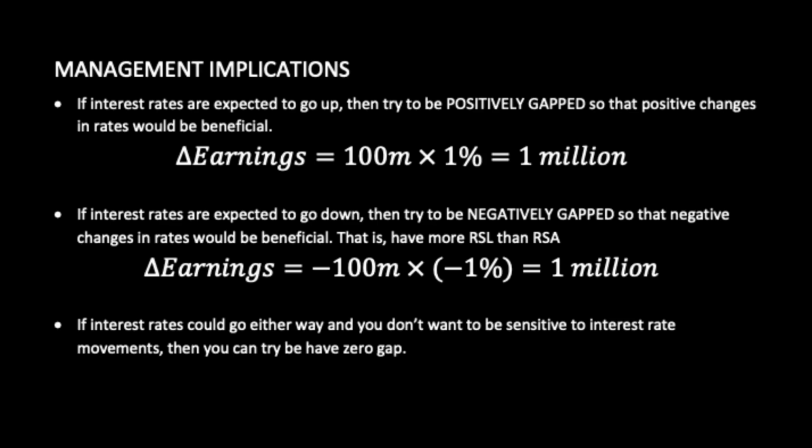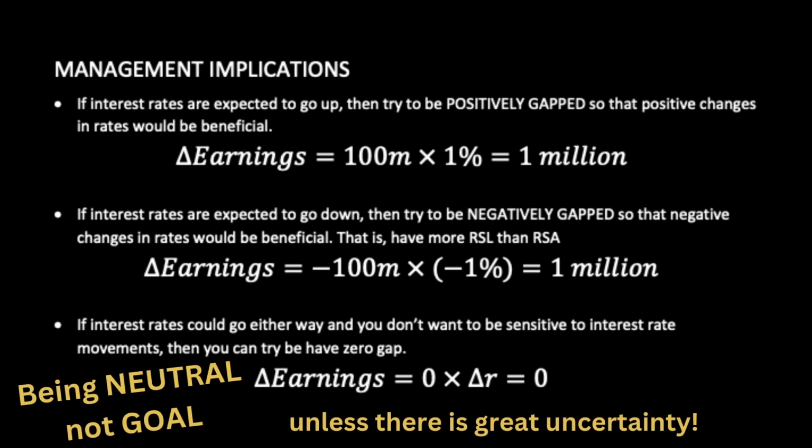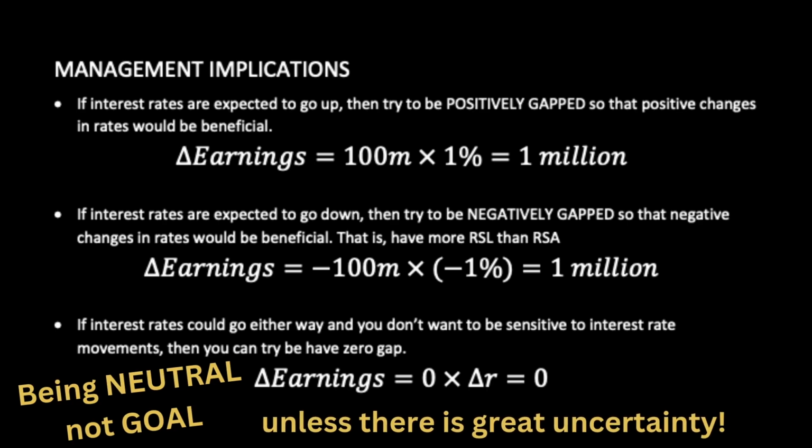Meaning delta earnings is going to be zero: gap times delta R is equal to zero. It doesn't matter where interest rates move because it's going to be a wash. It should be noted that being neutral is not the goal per se. The goal is to take advantage of interest rate movements so that it will be beneficial for the bank should rates move. However, if there is very high uncertainty, then being neutral and keeping the gap as close to zero as possible might be desirable.